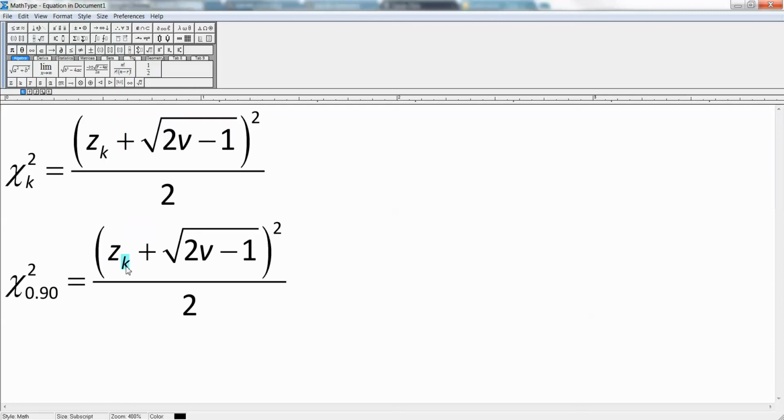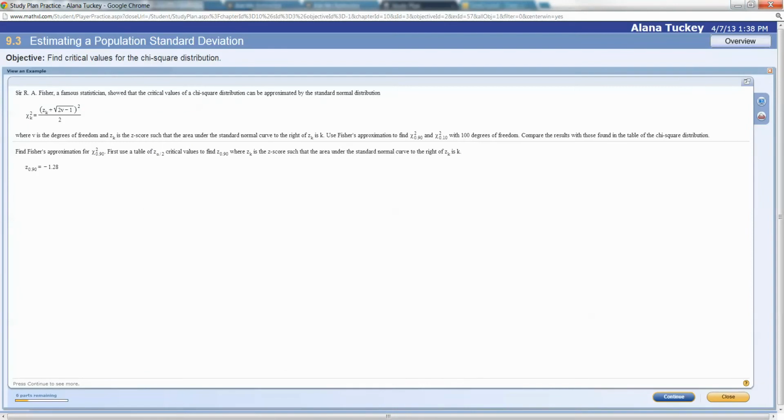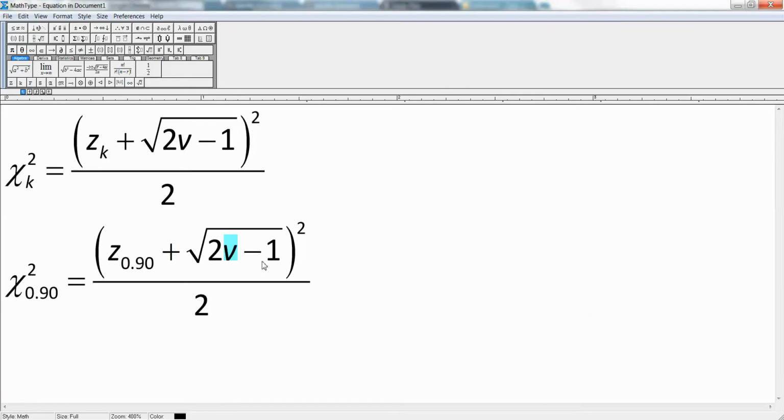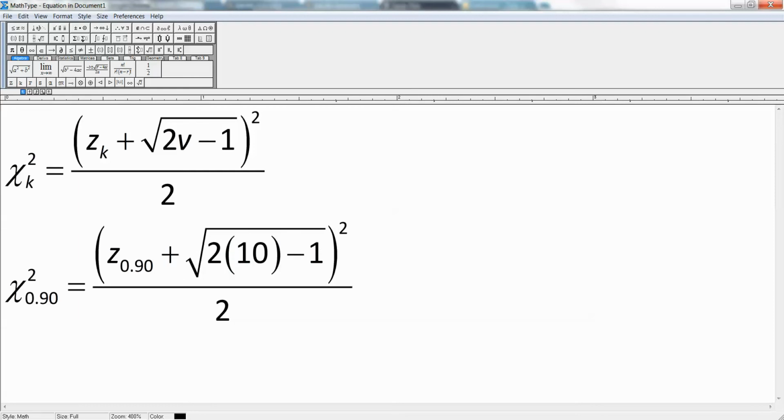Okay, so I need the 0.90 z-score. I need my v, which is my degrees of freedom. So I think it said it was 100 degrees of freedom. See right there, so 100 degrees of freedom. So for me, it's going to be 100. Okay, so all I need to do is find what z.90 is, and I'm good.